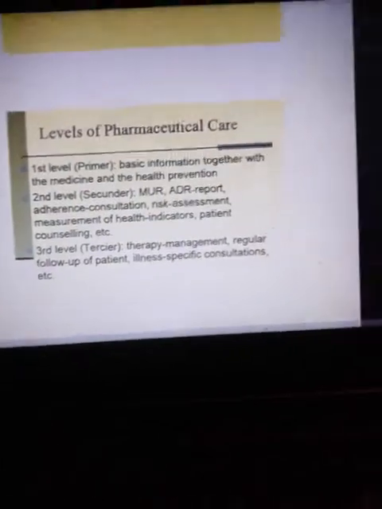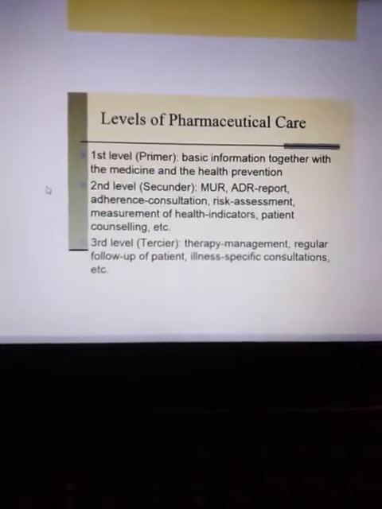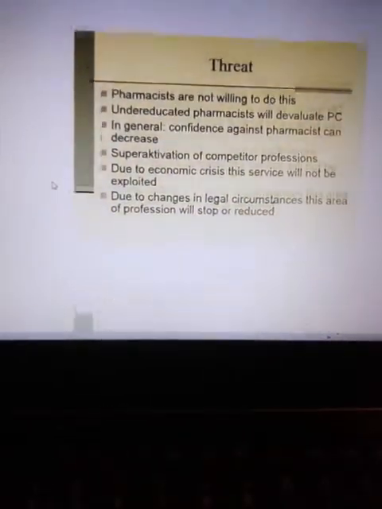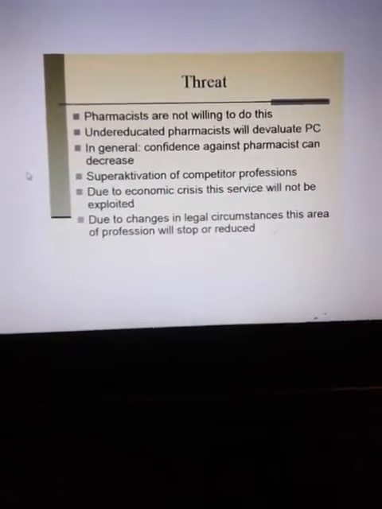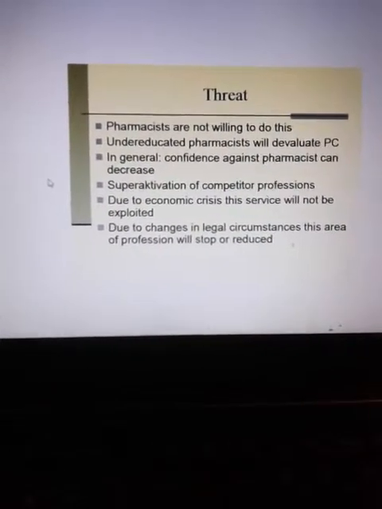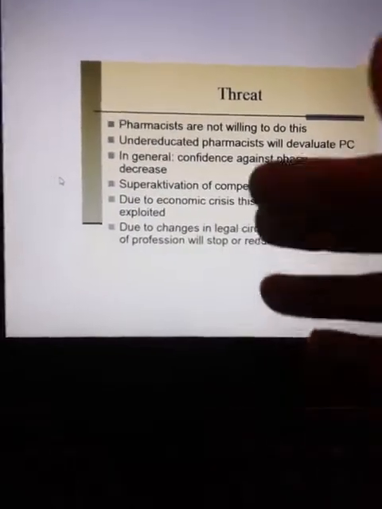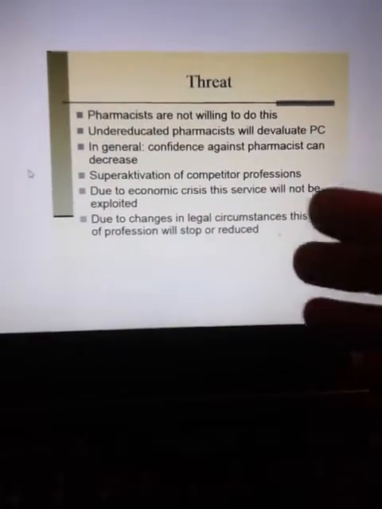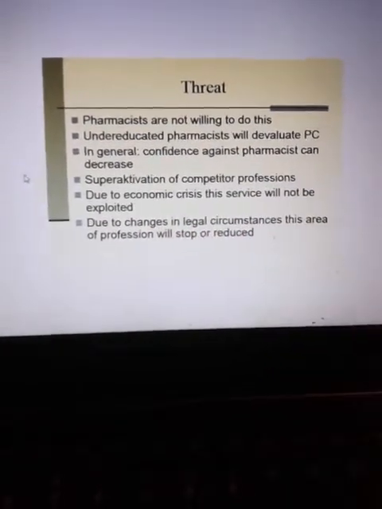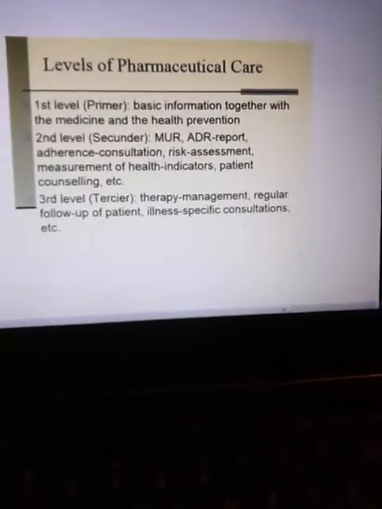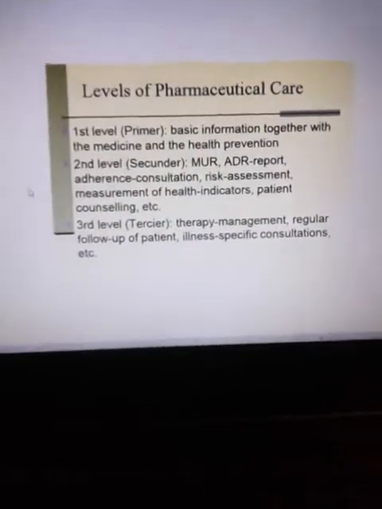Level of pharmaceutical care, that's very important. We said threat is exactly the opposite of opportunity. When the pharmacists don't want to do that, are undereducated, have no confidence, or maybe there is super activation of competitor profession, due to economic crisis or because of the change in legal circumstance, the law doesn't allow it. Okay.